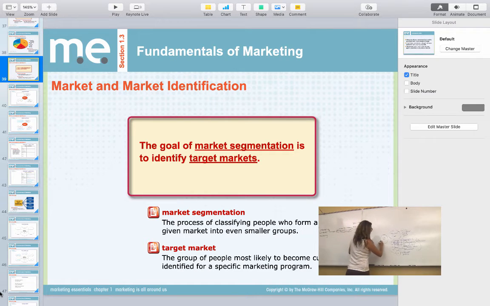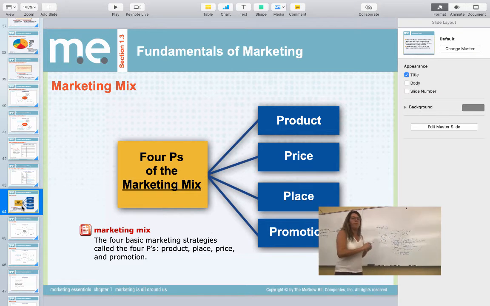So ultimately what that is, you have what we call our 4 P's of marketing, or what we call marketing mix. Marketing mix is the same exact thing as 4 P's, okay? Let me explain marketing mix first. Marketing mix is the 4 basic marketing strategies. So when we talk about marketing strategies, they're called the marketing mix, okay? And they are your product strategies, your place strategies, your pricing strategies, and your promotional strategies.